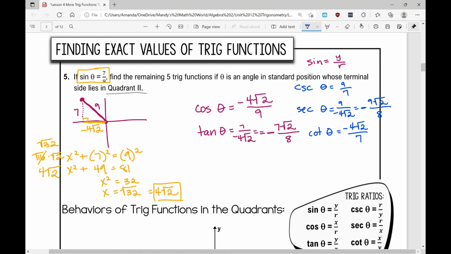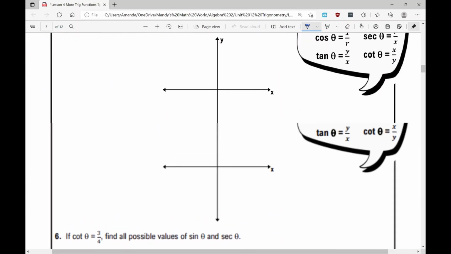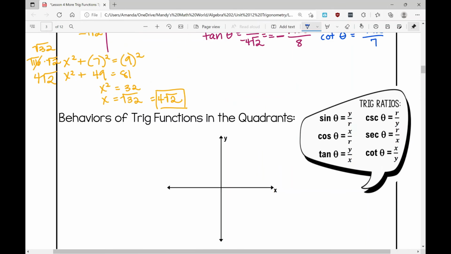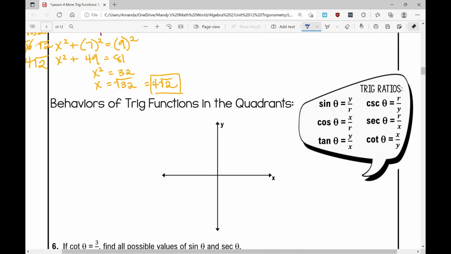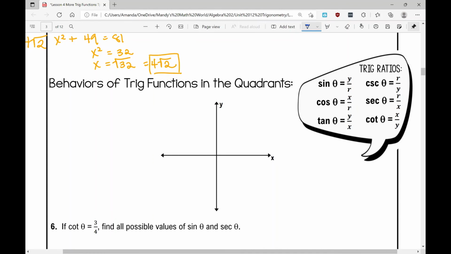So let's move on to the very last section of today's notes, and we're going to look at behaviors of trig functions in the quadrants. So I've got your trig ratios here that you can reference, because you'll work with these a lot and eventually memorize them, but I can see how it can be kind of confusing at first. So what are these functions, like the sine of theta, cosine of theta, where are they positive and where are they negative?